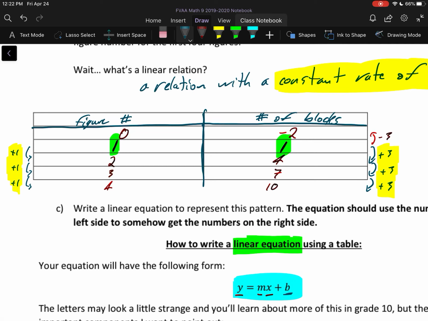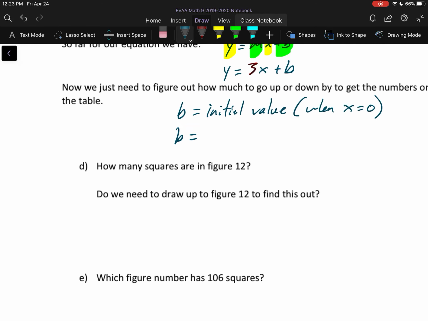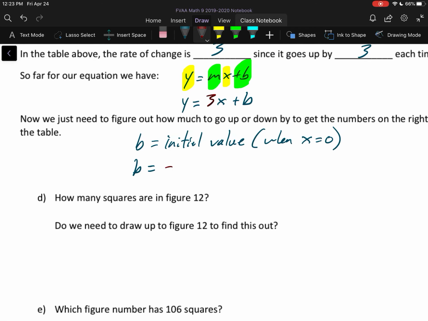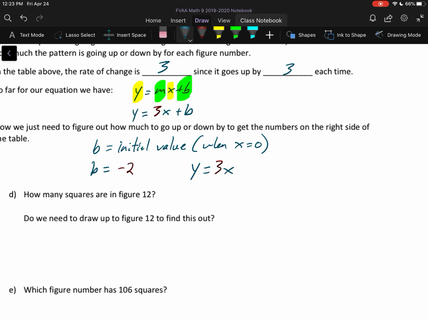Because we have to stay with the same rate of change on the left side. So -2 plus 3 would be the 1, and then plus 3 would be the 4, and so on and so forth. So you go -3 to work up the table, plus 3 to work down the table. So my b value would be -2. So now I have my full equation. y equals 3x minus 2. This is my equation for the problem we were looking at with the blocks.